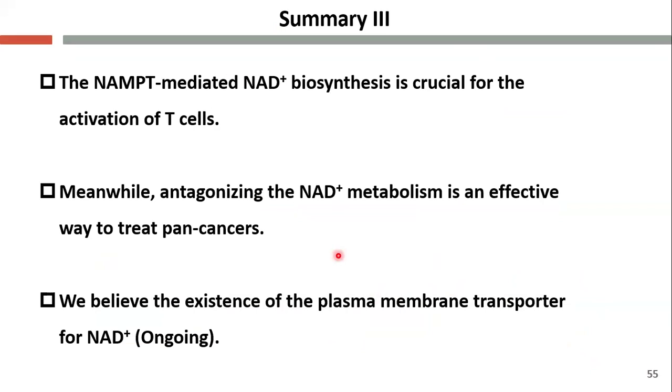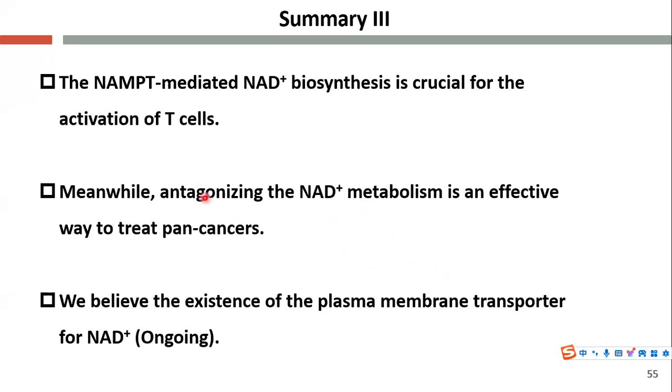So let me make a quick summary of the whole talk. First, the NAMPT mediated NAD biosynthesis is crucial for the activation of the T cells. And, well, I don't have time to show you here, my lab also found that not only T cells need the NAD, the neuron cells also need NAD for their functions. So the tumor cells also need NAD for their survival.